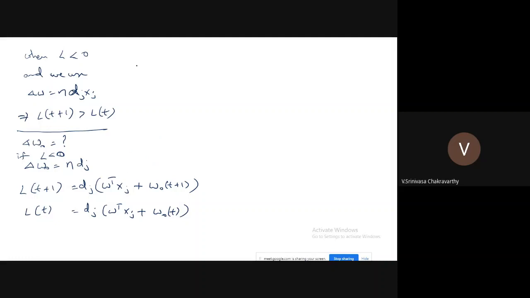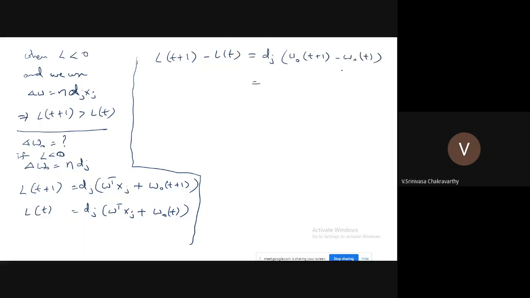So therefore, L of t plus 1 minus L of t. The first term gets cancelled, and it is equal to dj times W naught t plus 1 minus W naught t. So this update, this is delta W naught, that is equal to dj times eta dj. We are using this equation here, which is equal to eta times dj square, which is greater than 0.